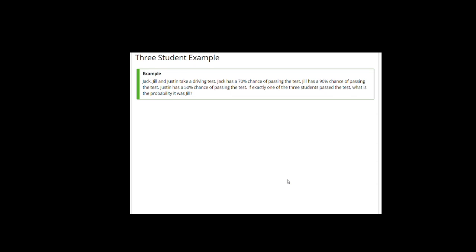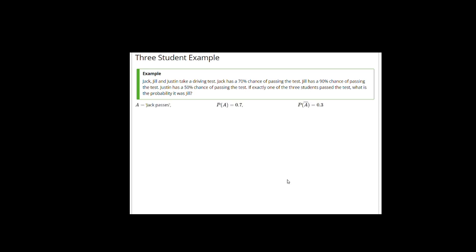Three-student example. Jack, Jill, and Justin each take a driving test. Jack has a 70% chance of passing the test. Jill has a 90% chance. Justin, who's convinced that red lights are simply guidelines, has a 50% chance. If exactly one of the 3 students passes the test, what's the probability that it was Jill?